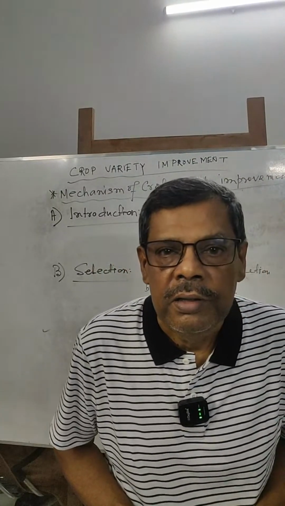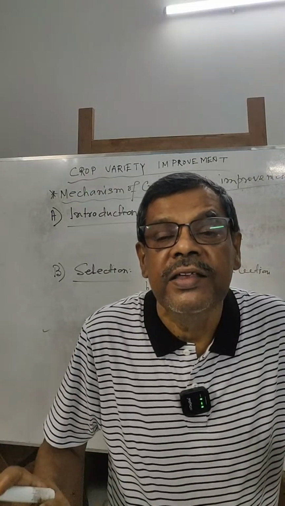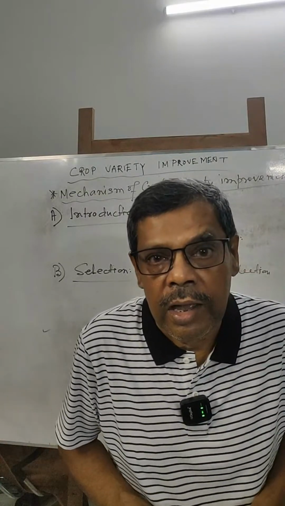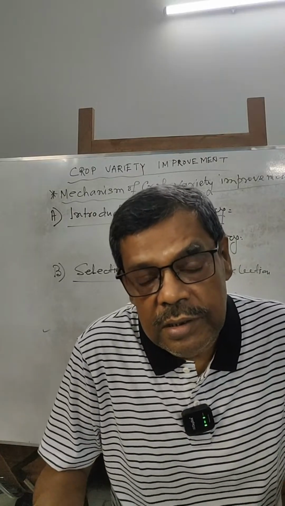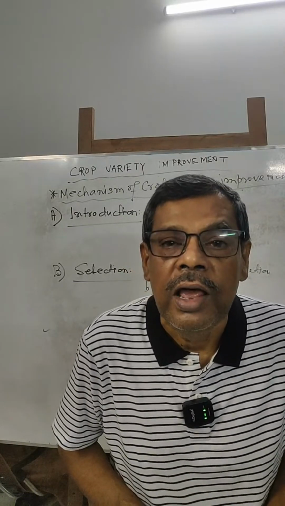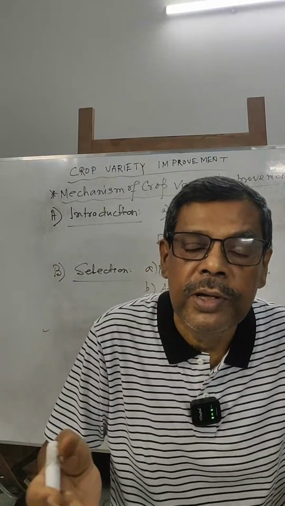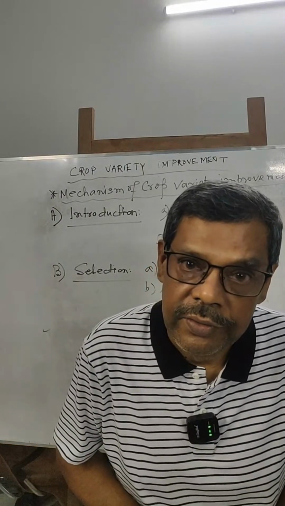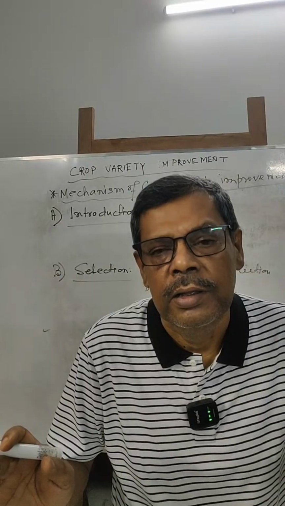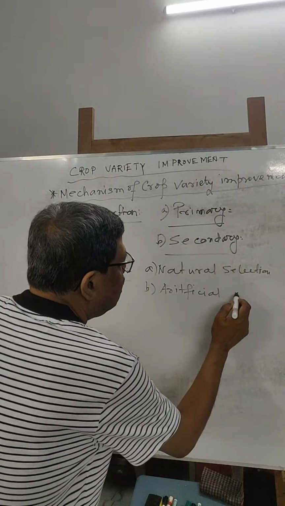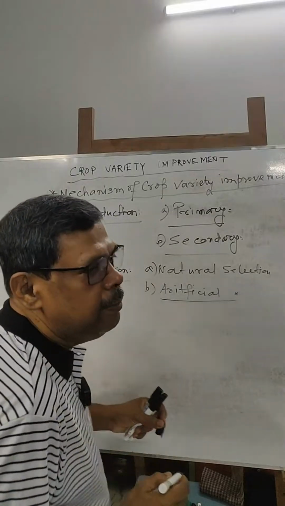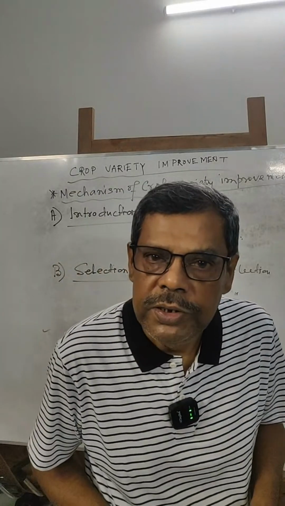Naturally, the favorable variants are selected by nature. Generation per generation, these varieties are chosen and a new variety is produced after several generations. This is called natural selection. But another type is artificial selection. This selection is made by man artificially.